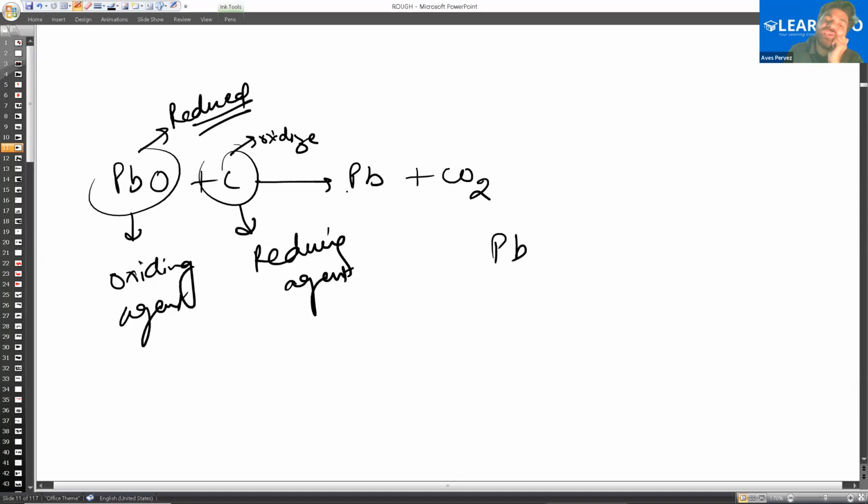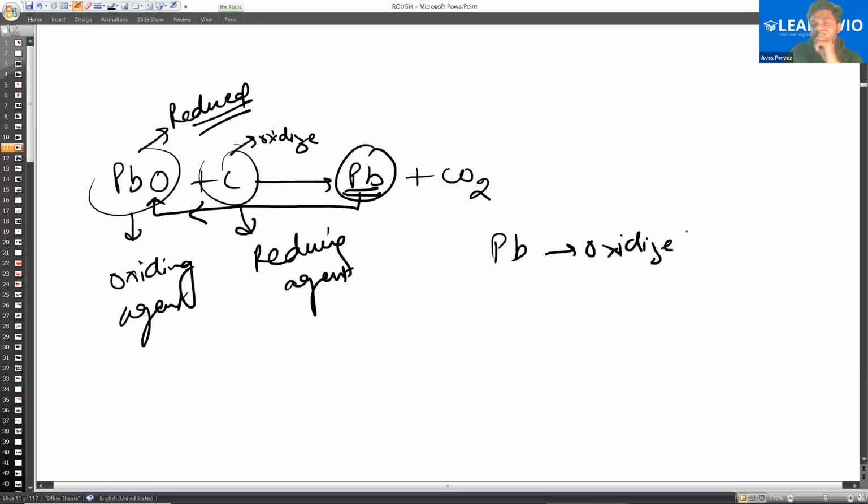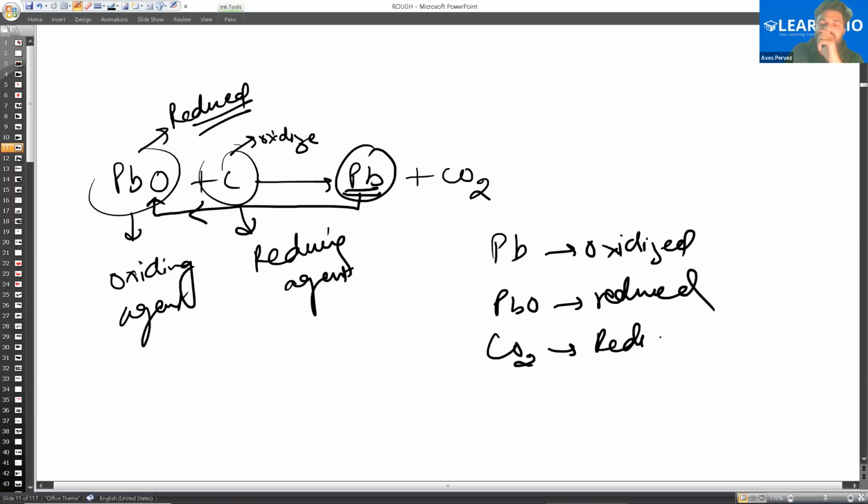PbO is reduced. Here it is not Pb, it is PbO, lead oxide. So if it is saying Pb, you have to check it the other way. So Pb is oxidized by addition of oxygen, and PbO is reduced. Got it? CO2 is reduced, and carbon is oxidized. Understood?